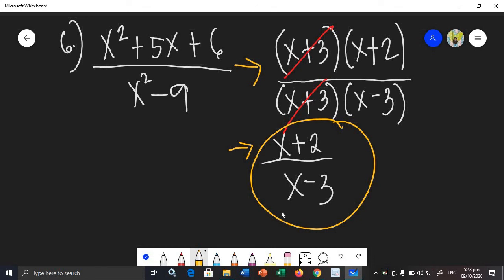So that's how you simplify rational algebraic expression. You need to apply almost all the lessons in factoring, so make sure you remember everything. If you don't remember everything, make sure to review it for you to refresh your knowledge regarding factoring.